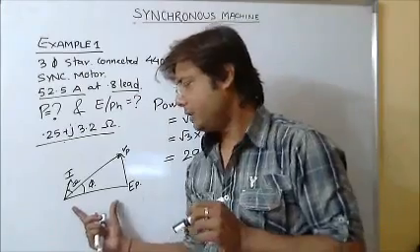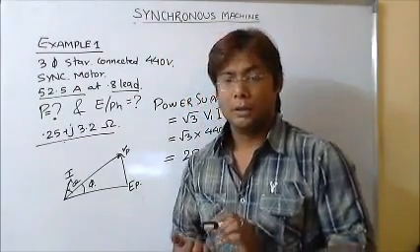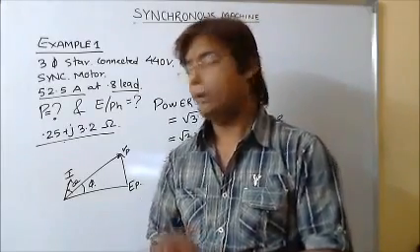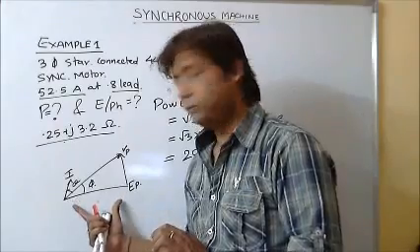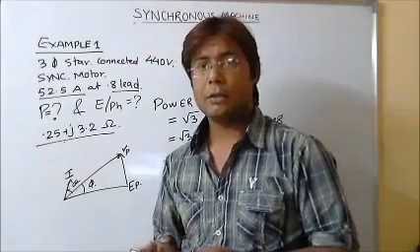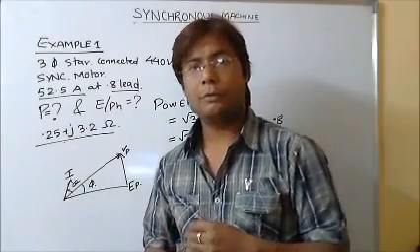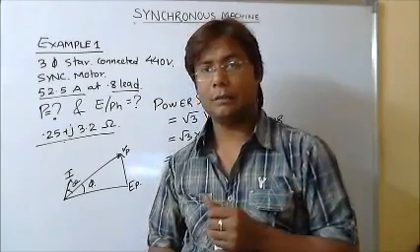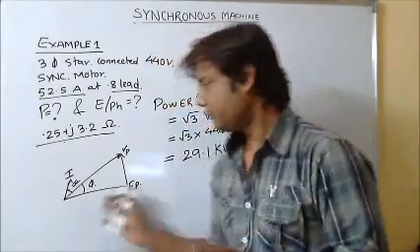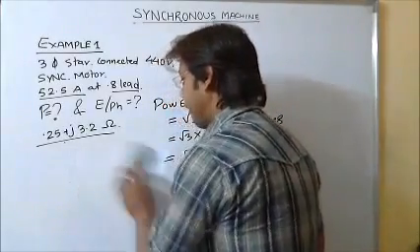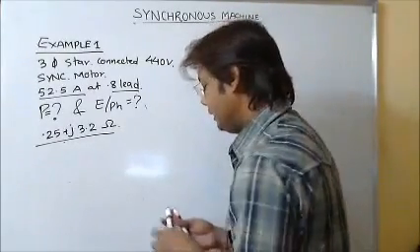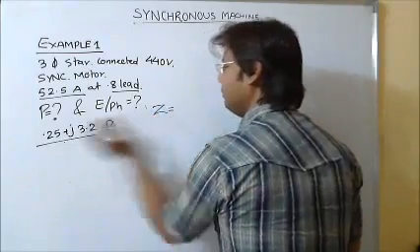By this we can find the induced EMF per phase, which equals the square root of VP square plus IZ square, the voltage drop squared, plus or minus 2 into VP into IZ, multiplied by the cos of 180 minus theta. For that, first of all, I have to find the Z.